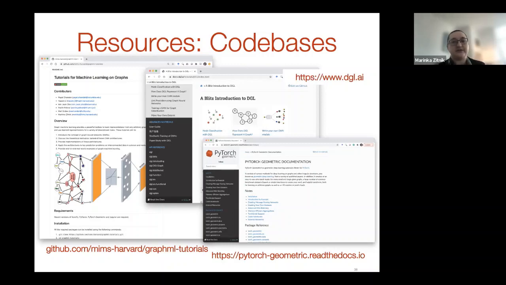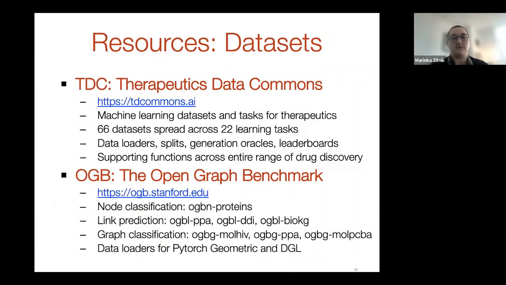Some of them were prepared by our lab. We have a set of tutorials for graph machine learning, as well as resources that are very prominent and popular in the community. DGL, or Deep Graph Library, and PyTorch Geometric are the solid frameworks that allow you to try out and implement these models.